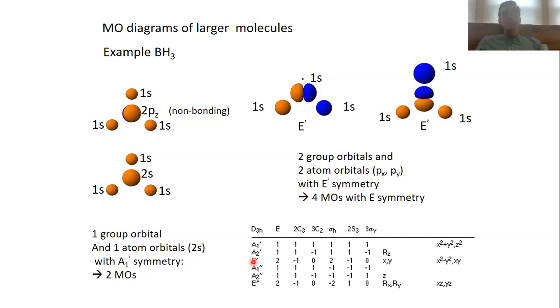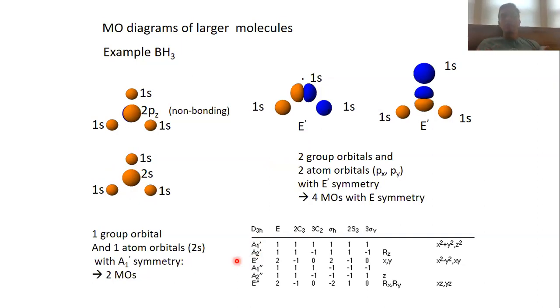So now we can combine ligand group orbitals and central atom orbitals of the same symmetry type. We determined that the 2s orbital has A1 prime symmetry, and that the three 1s orbitals have the same symmetry type for this ligand group orbital here. So that means you would expect one bonding and one anti-bonding molecular orbital of the symmetry type A1 prime. Now we also know that we have two ligand group orbitals with the symmetry type E prime and two central atom orbitals, namely the 2px and the 2py, having the symmetry type E prime.